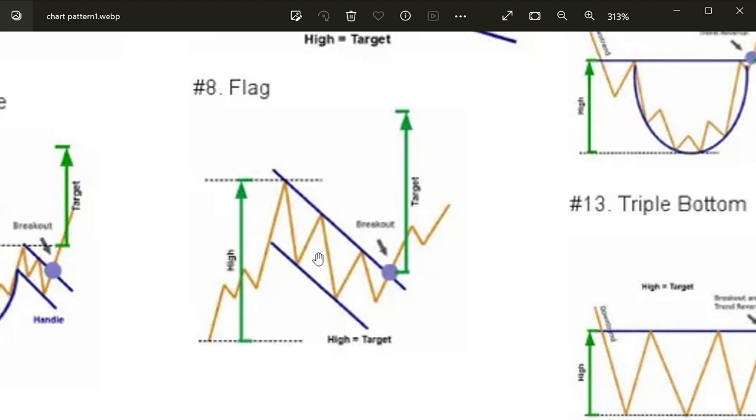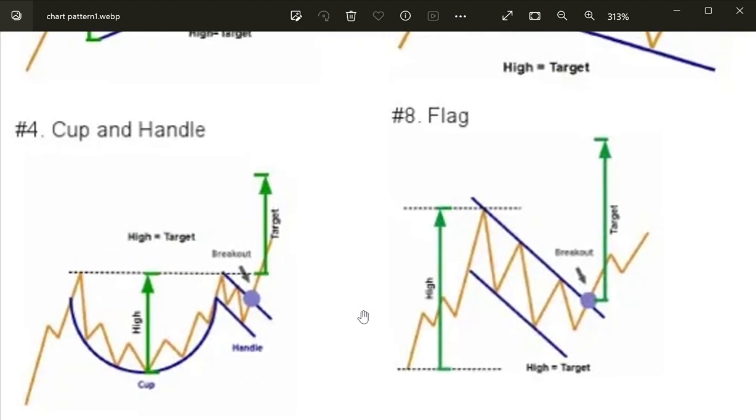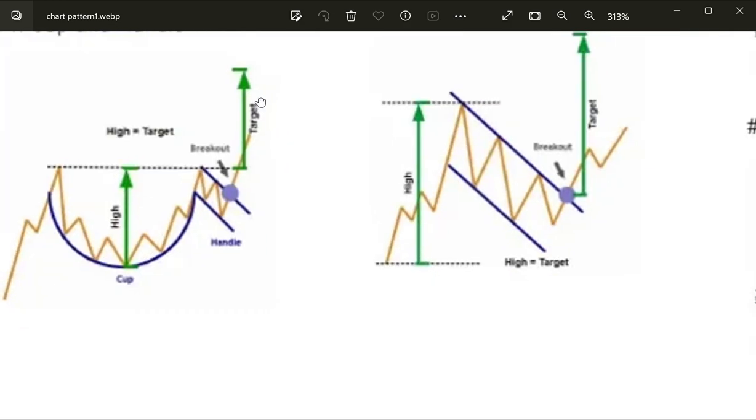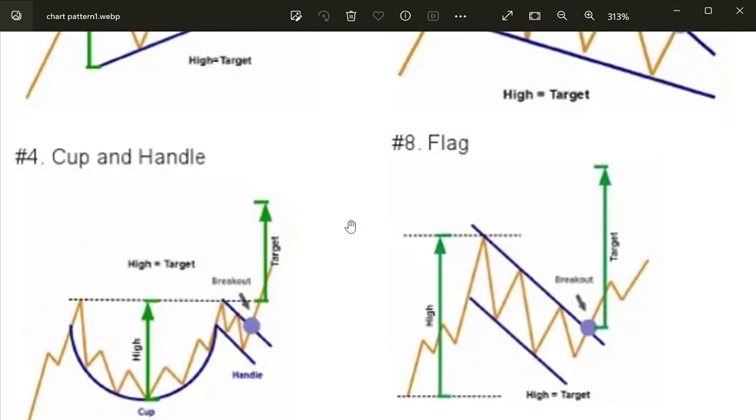Flag, price is creating what's supposed to be like a flag waving in the air, and then the price breaks up. Cup and handle, kind of like the rounded bottom, then it has a little more consolidation before it breaks up. So those are the main ones that people use.